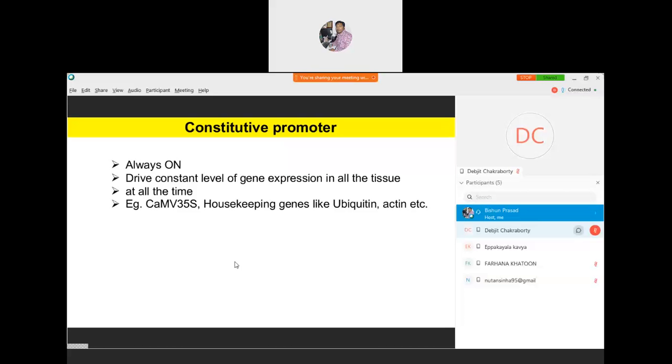So if we look at the expression in general, whether we take it from the leaf, we take it from the root, or we take it at daytime, we take it at night time, the gene expression will be uniform. There will not be much change in that. So examples are the CaMV 35S promoter, that is the cauliflower mosaic virus 35S promoter.